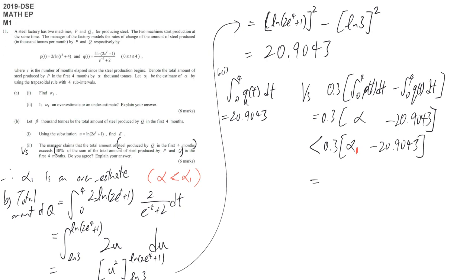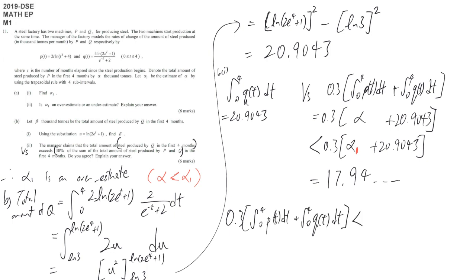And let's see what this value is. It should be plus. So this is 17.94 something. To conclude, this item is smaller than this. 0.3 of the total amount of production is smaller than 17.94, and this amount compared with 20 point something is smaller than the production of Q, the production from machine Q. So that means the second item is smaller than the first item.